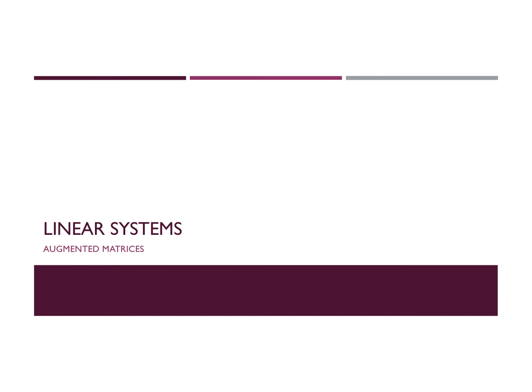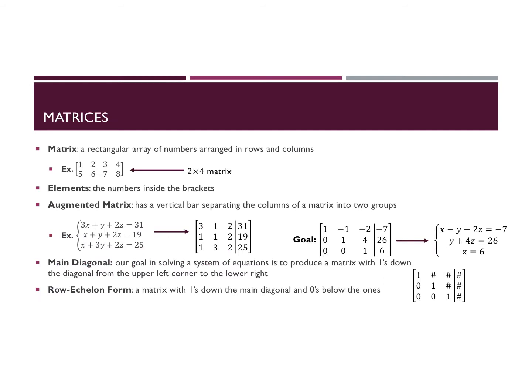Today you will be solving linear systems using augmented matrices. So a couple of terms. First of all, a matrix, if you remember from Algebra 1, is a rectangular array of numbers arranged in rows and columns. If we look at this example here, notice we have two rows, row 1, row 2, and we have 4 columns, 1, 2, 3, 4. So we say this is a 2 by 4 matrix.